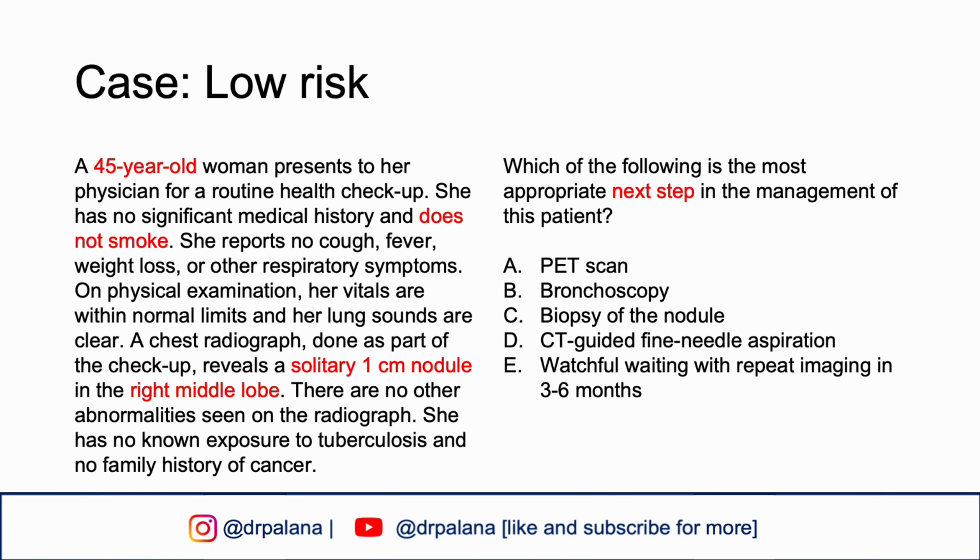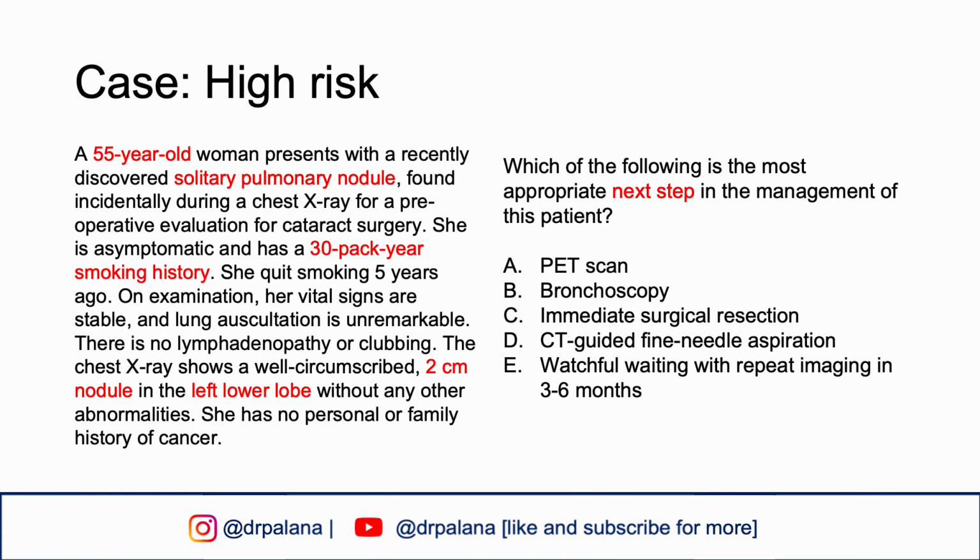nodule stability. A 55-year-old female presents with a recently discovered solitary pulmonary nodule found incidentally during a chest x-ray for a pre-op evaluation for cataract surgery. She is asymptomatic, but has a 30-pack year smoking history. She quit smoking 5 years ago. On examination, her vitals are stable and lung auscultation is unremarkable. There is no lymphadenopathy or clubbing.